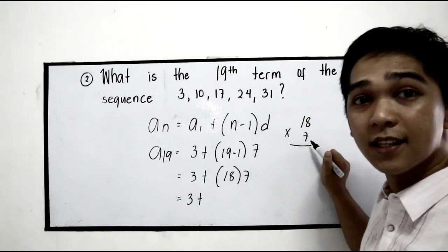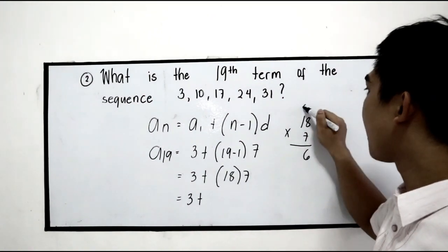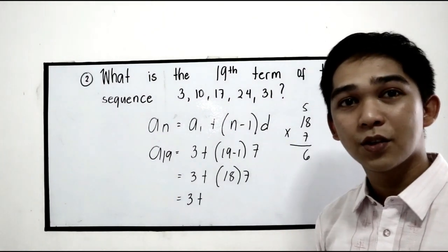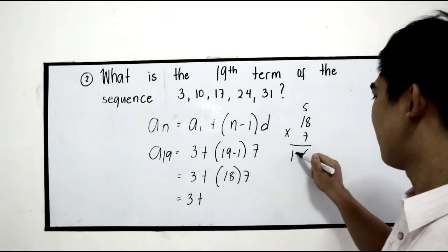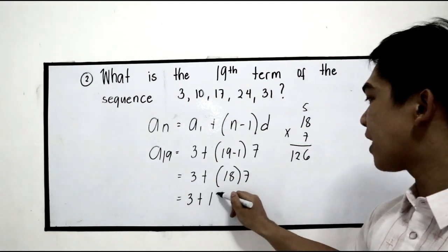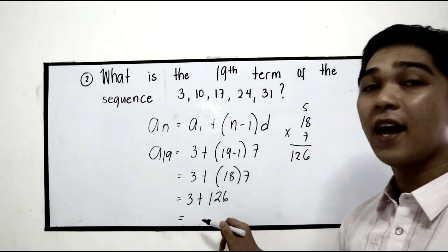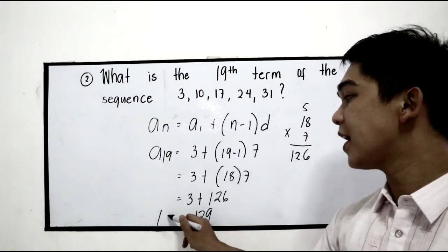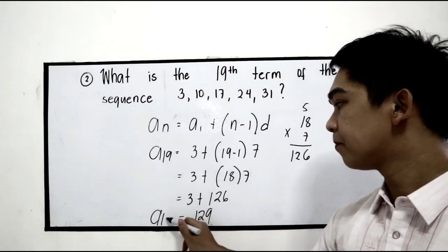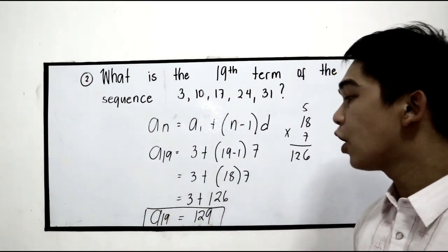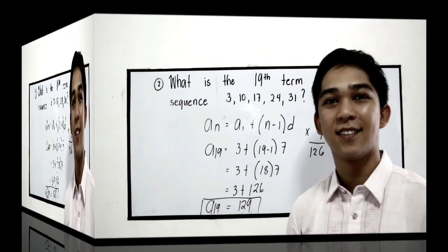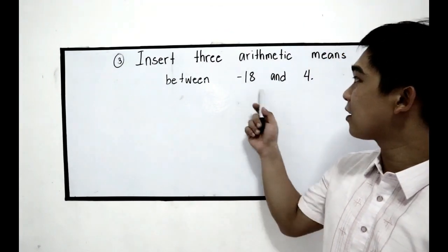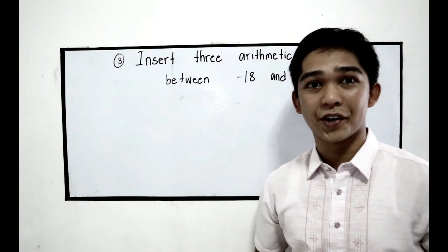8 times 7, 56. Carry 5. 7 times 1, 7 plus 5, 12. So 3 plus 126. The sum is 129. So a19 is 129. Insert 3 arithmetic means between negative 18 and 4.